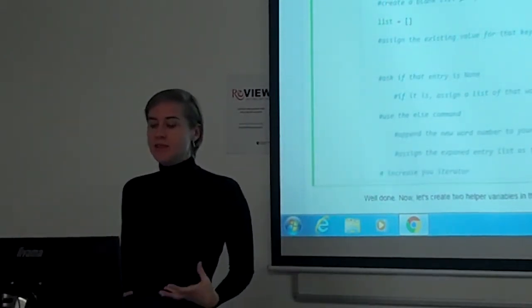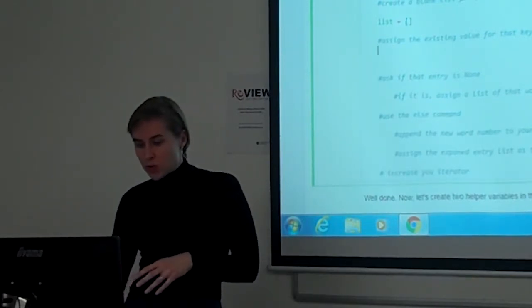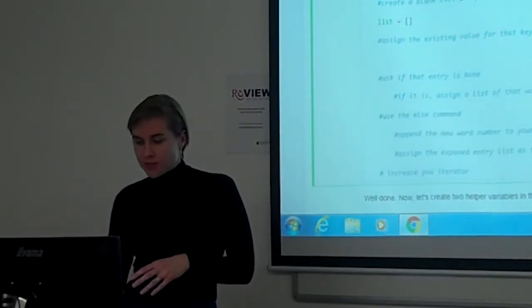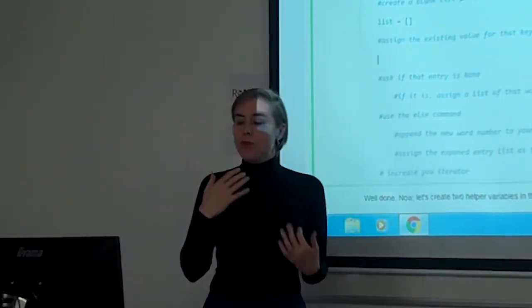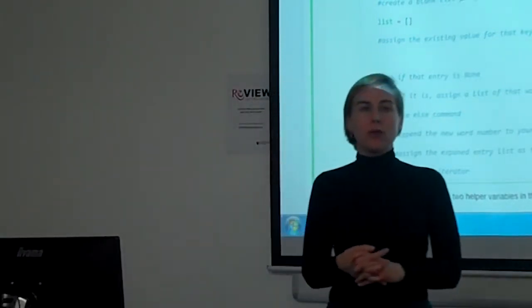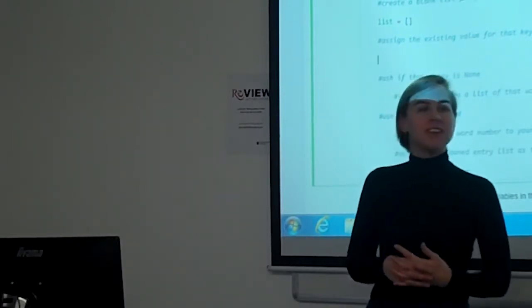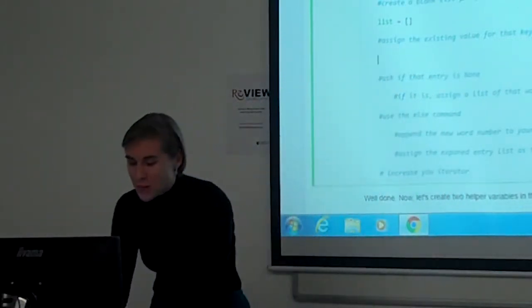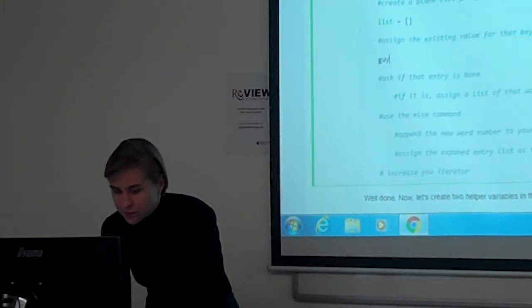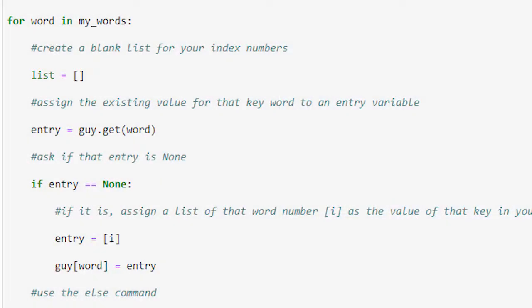Now, you want to assign the existing value for the keyword to an entry variable. So, how do we do that? How do we get the existing value for that keyword? The clue is in how I said it. So, our dictionary is called Guy. We want to look up the word that's in our for loop. And we want to get it. So this guy is the dictionary, get is the function, and word is the parameter. It retrieves the value of that particular keyword.